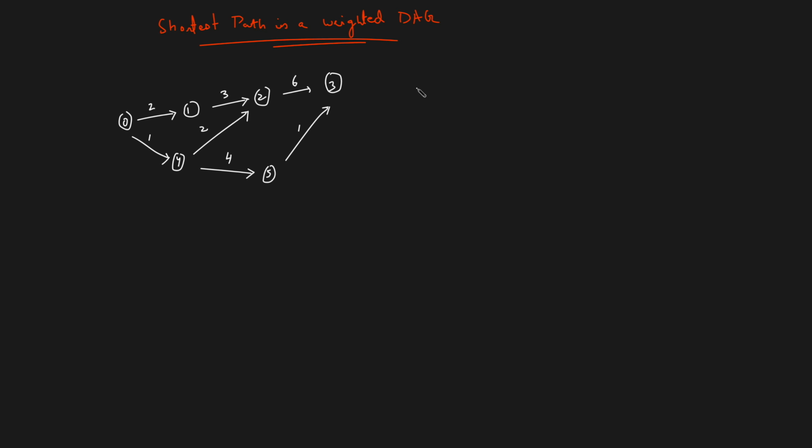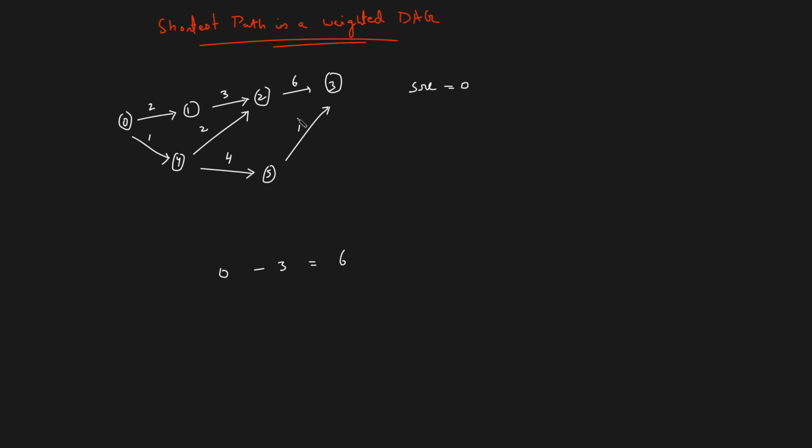So today we will be solving the problem of how to find the shortest path in a weighted DAG. You are given a source, for example, the source is 0. Now you have to find the shortest distance from this node 0 to, say, the node 3. So from 0 to 3, the shortest distance is definitely 6. How? 1 plus 4 plus 1.